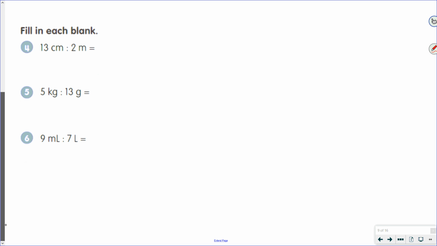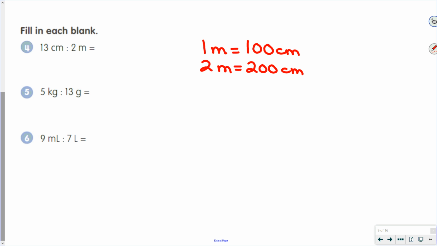Questions 4, 5, and 6, we're going to do some converting. So we have 13 centimeters to 2 meters. Well, I know that 1 meter is equal to 100 centimeters. So I have 2 meters. So that's equal to 200 centimeters. So my ratio is 13 to 200.